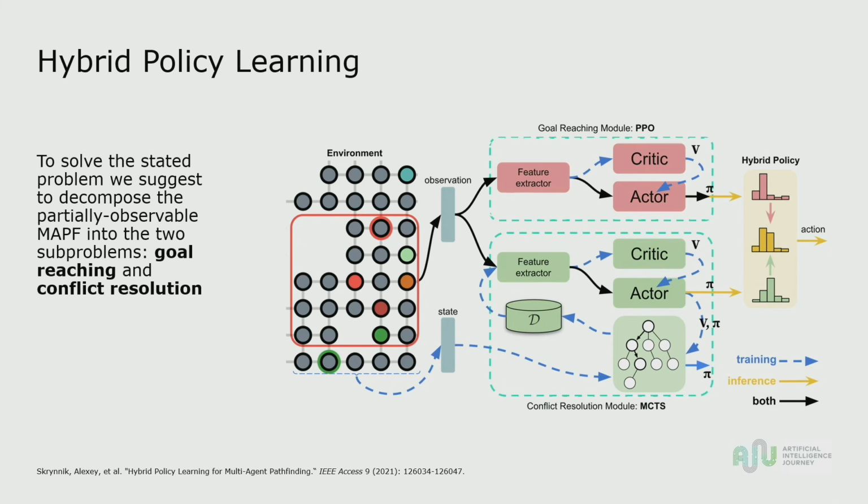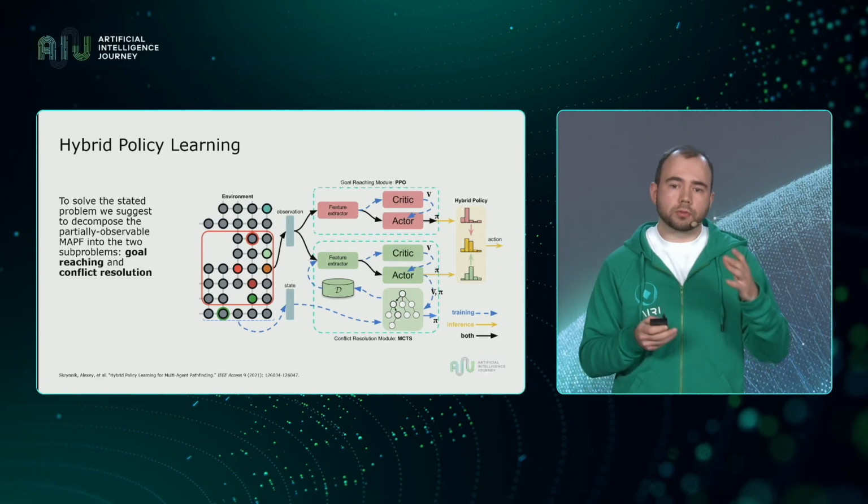This slide shows the scheme of our approach for multi-agent planning. In order to resolve these tasks, we split the main architecture into two modules. The first module is responsible for reaching the goal, and we have used quite a popular algorithm, proximal policy optimization. This is multi-agent reinforcement learning. And the second module is conflict resolution. Here we apply Monte Carlo tree search.